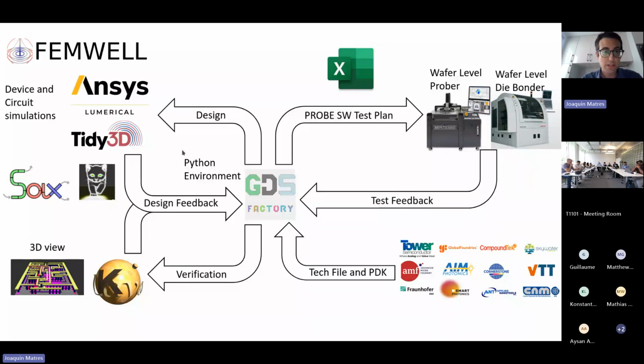KLayout allows you to do the verification, but Gdsfactory allows you to drive design and drive verification. This is DRC and LVS. It allows you to drive testing, so you can do automatic testing. We have multiple PDKs from many foundries, so it also accepts PDKs from foundries.